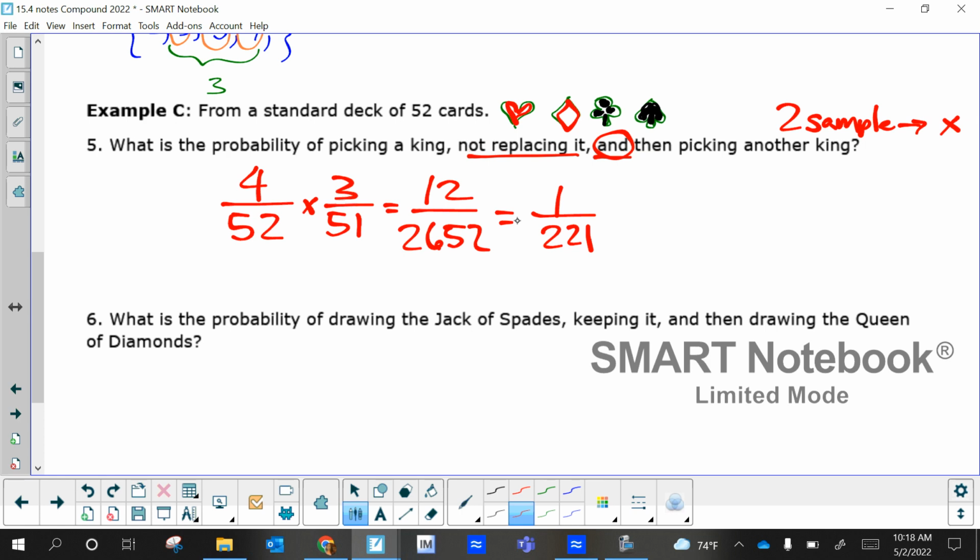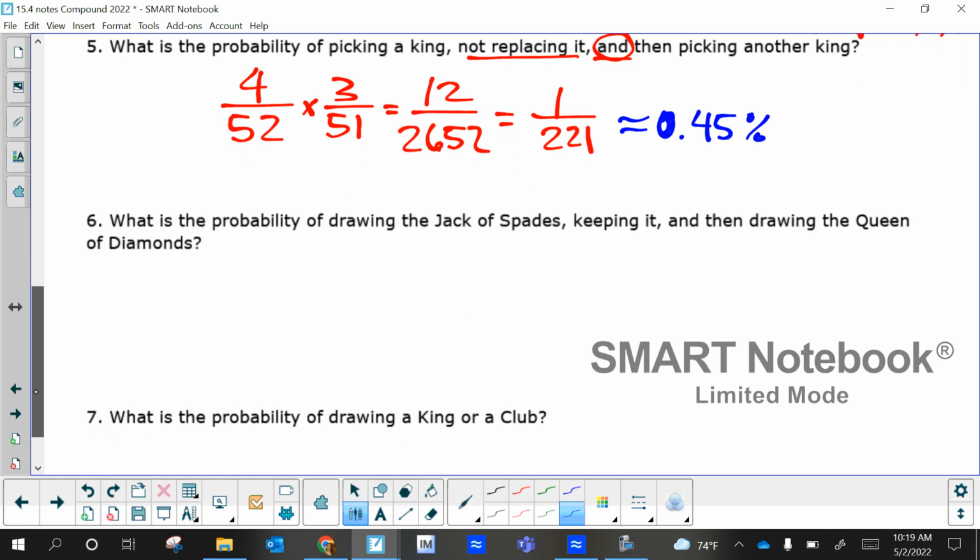Which is kind of hard. So let's look at the actual percent. That's not even 1%. It's 0.45%, not even 0.5%. So you have a 0.45 chance of getting a king and then another king. And that's why it's hard to win in poker.